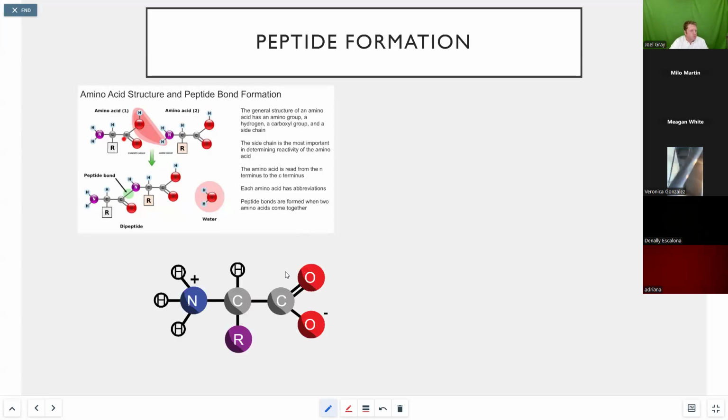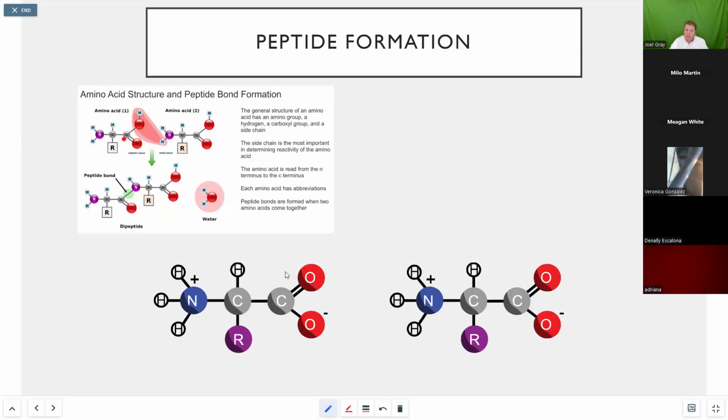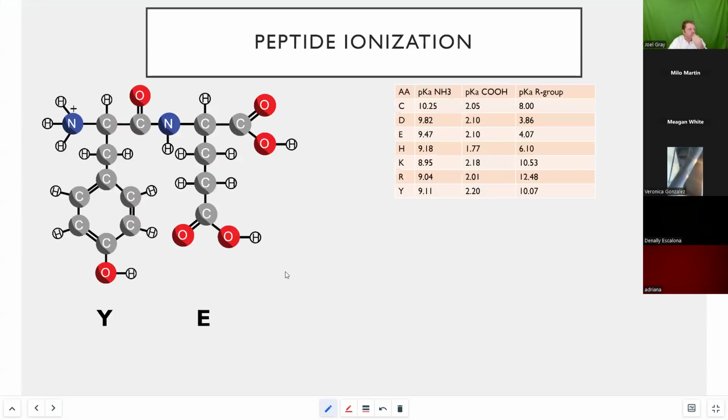So essentially what we have is a deprotonated carboxylic acid and a protonated amino group. They'll react, they'll produce water. It'll form something like this. Now, what we've got here is a protonated molecule, a protonated dipeptide. Calculating the pI or the charge for a molecule like this is basically the exact same as what we do for a single amino acid.